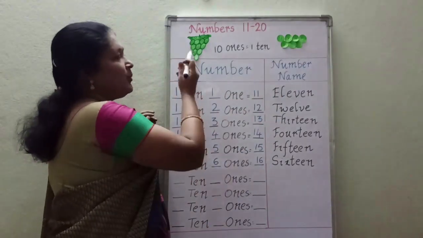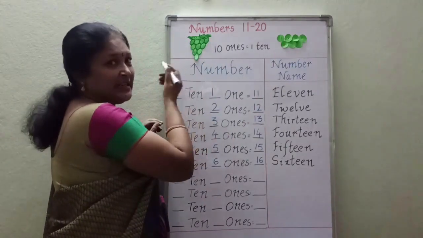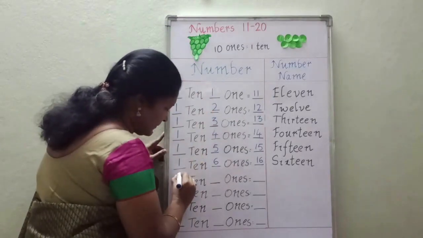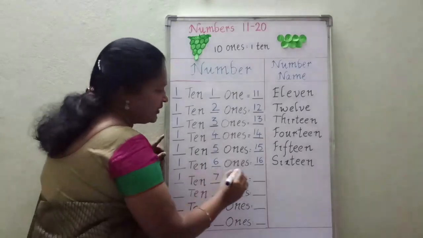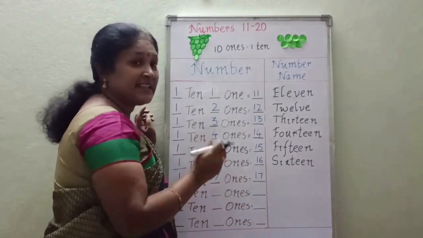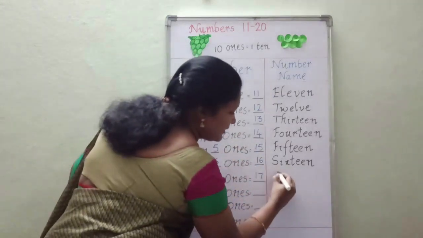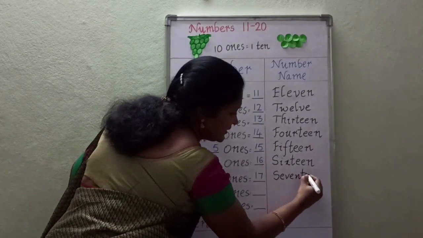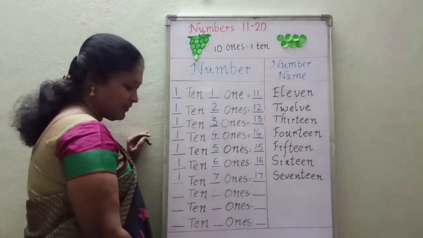Now one more I am keeping here. Now tell me, children, how many ones are there here? 7 ones are there. And how many tens are there? 1 ten. So 1 ten and how many ones? 7 ones. So it becomes 17. And what is the spelling of 17? First you should write 7. Then teen. S-E-V-E-N, 7. T-E-E-N, 17.